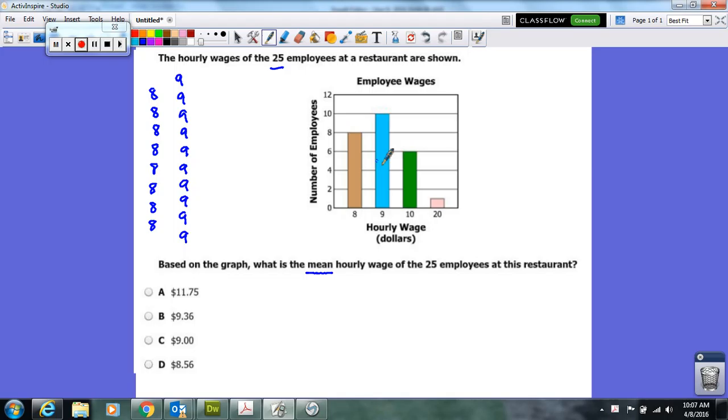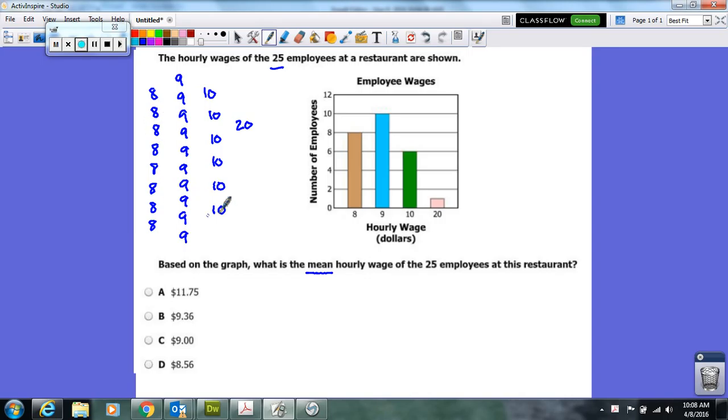When I continue to look on my table, I notice that I have 6 employees who are getting $10 an hour. So those are my 6 employees getting $10 an hour. And then as I work my way across, I have one employee, probably the manager, who is getting $20 an hour. So what we need to do first is make sure we have 25 employees here. Let's add these up: 1, 2, 3, up to 25. So these are my 25 employees.